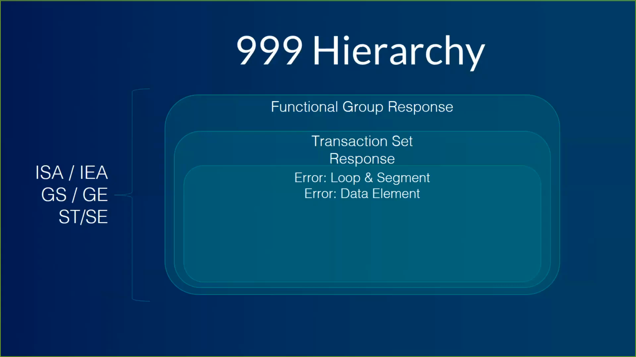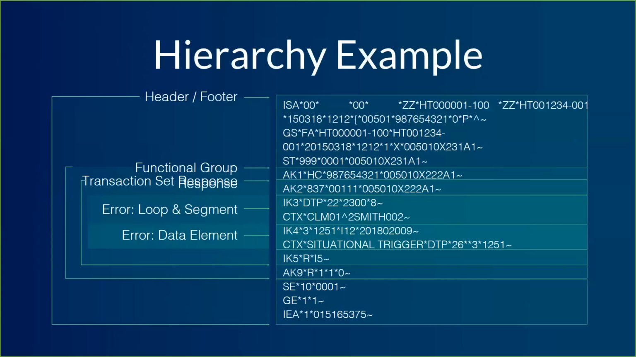Now let's take a look at that in the context of a 999. This is an example 999, but it's put together the same way. If you look up there, we've got ISA, IEA, GS, GE, all of this header and footer stuff bracketing the inner portion, which is the layering that we just looked at in the previous slide. The functional group has both a header and a footer. The header is going to be the AK1. If you follow the color coding around and down, the footer is the AK9. So the AK1 is the beginning, the AK9 is the end of the functional group response.